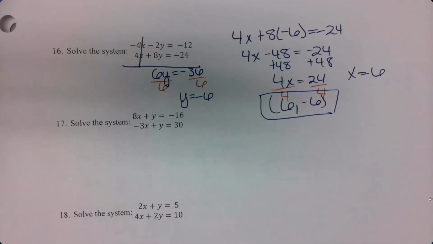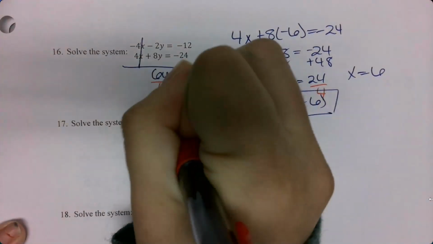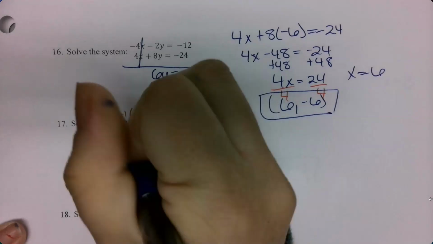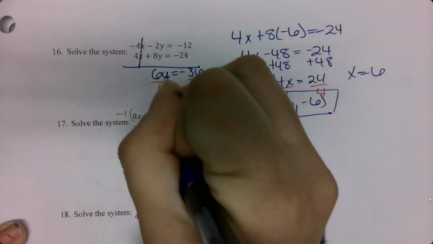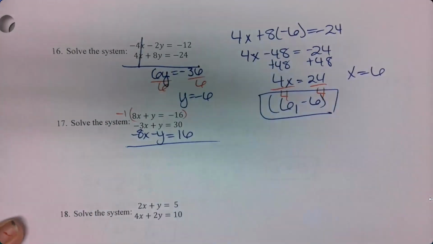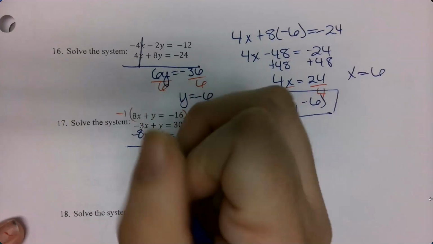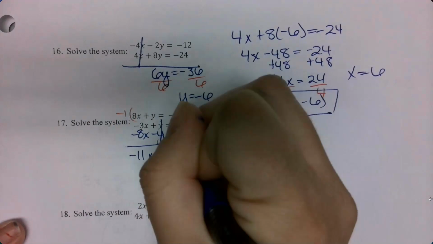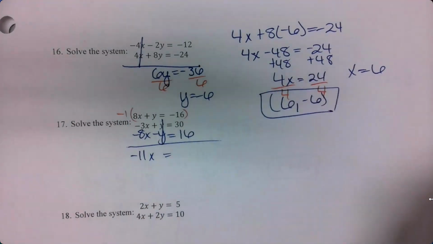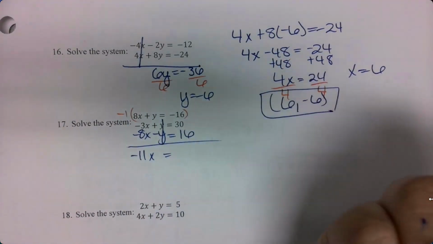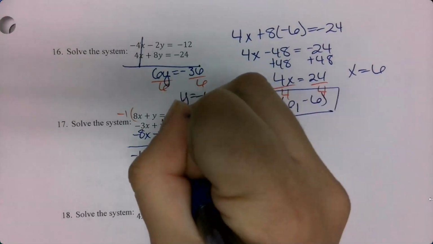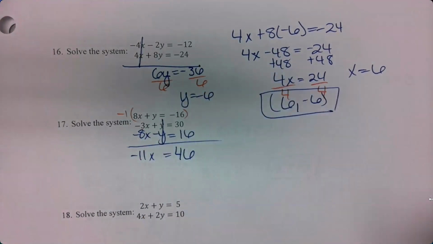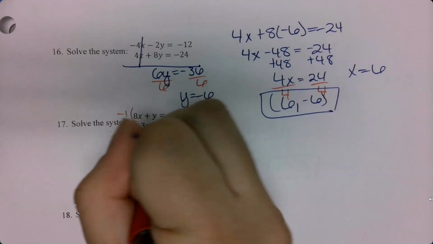Same idea on number 17. I'm going to use elimination. I'm going to multiply a negative 1 throughout my first equation. So that's going to give me negative 8x minus y equals positive 16. Then I'm going to add down. Negative 3 minus 8 is negative 11x. My y's cancel out. My 30 plus 16 is going to give me 46. I'm going to go ahead and divide both sides by negative 11.